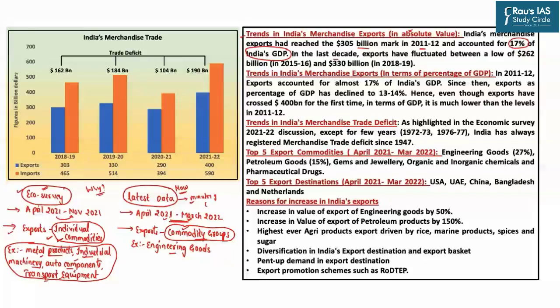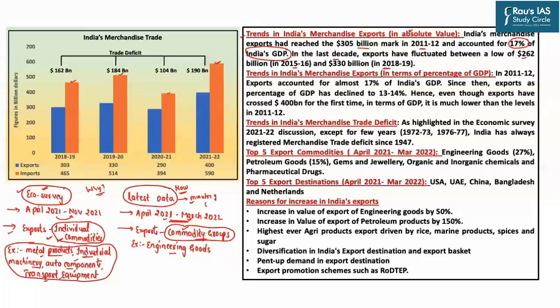And in the last one decade or so, the overall exports from India have fluctuated between $262 billion in the year 2015-16 to $330 billion in the year 2018-19. So in general, if you observe the overall trends in exports in terms of absolute value in the last 4 to 5 years, we cannot see either a decreasing trend or an increasing trend. So overall exports from India in the last 5 to 10 years have fluctuated between $262 billion to $400 billion in the last decade. Now this trend as such becomes important.